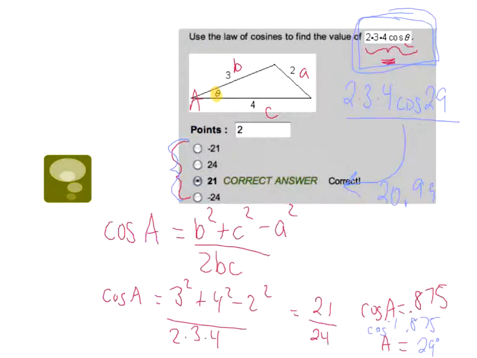When else am I able to use law of cosines? What kind of a triangle was this? What information did I give you here? Good job, Dakota. This one is a side, side, side. So I'm also able to use law of cosines when I give it to you as a side, side, side triangle. So you know 2 so far, 2 kinds of triangles that we're able to use law of cosines with.